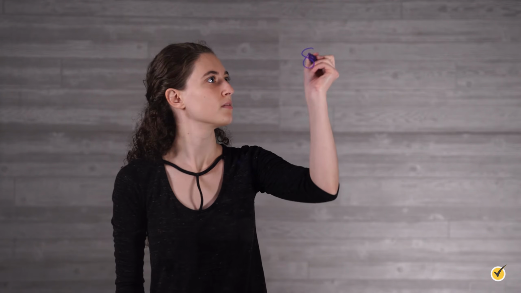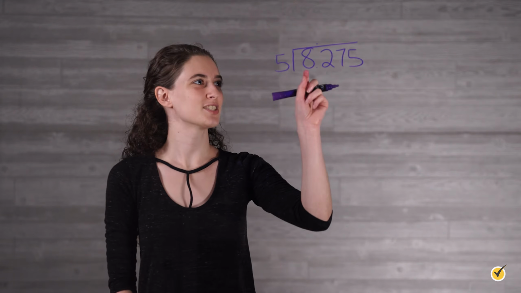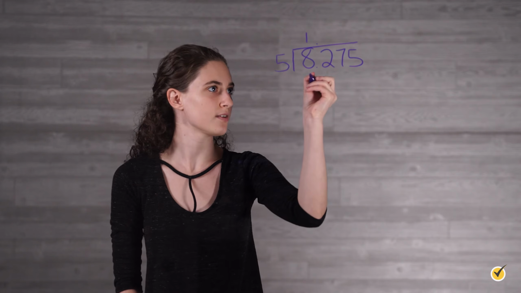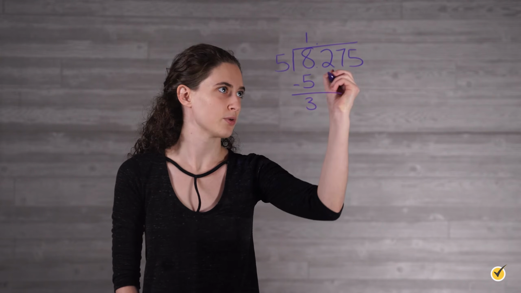8.275 divided by 5. First, let's set it up like a long division problem. Then, place your decimal point in the appropriate place in your quotient. And now divide as you would typically with long division. 5 goes into 8 one time, so we're going to put a 1 up here. 5 times 1 is 5. Write down the 5 and subtract. This gives us 3, and we bring down our 2.